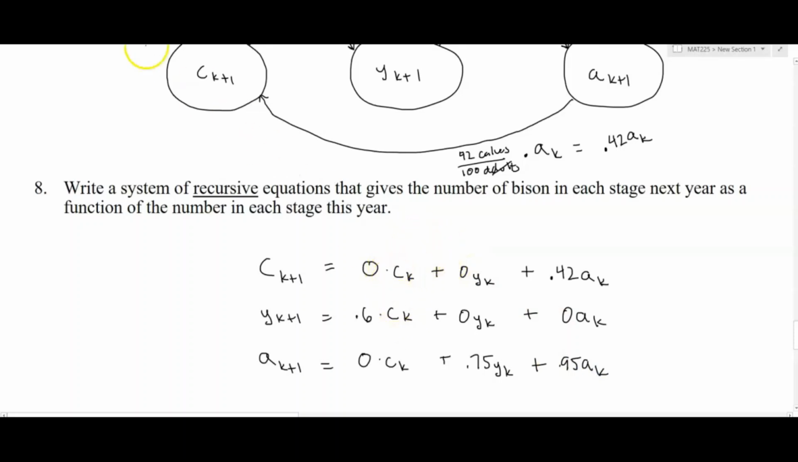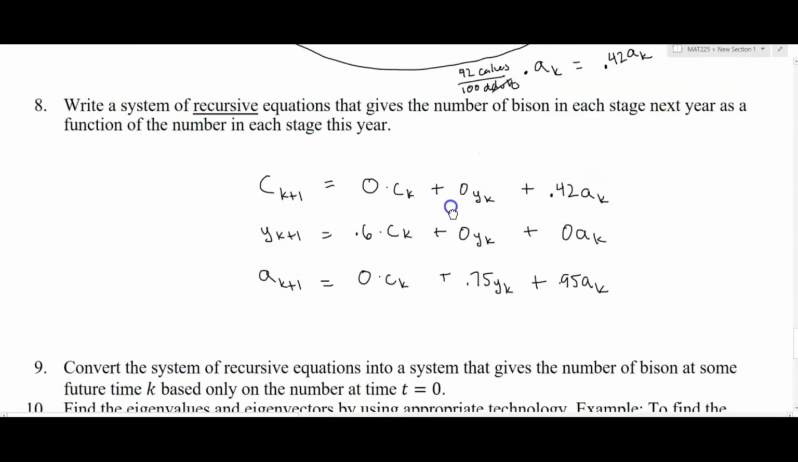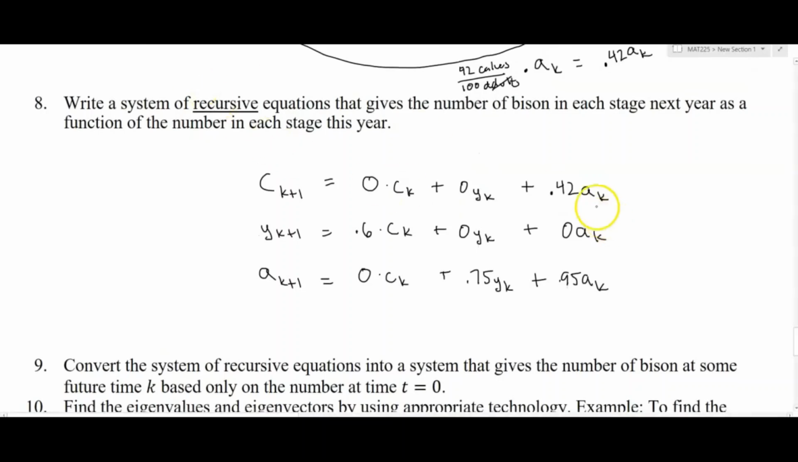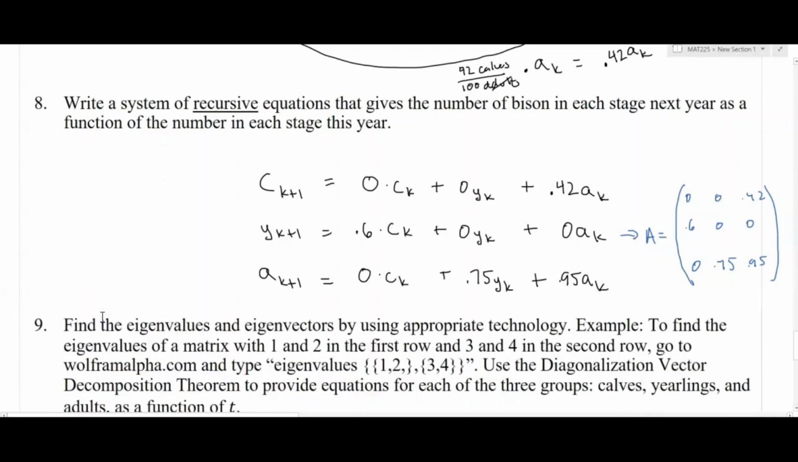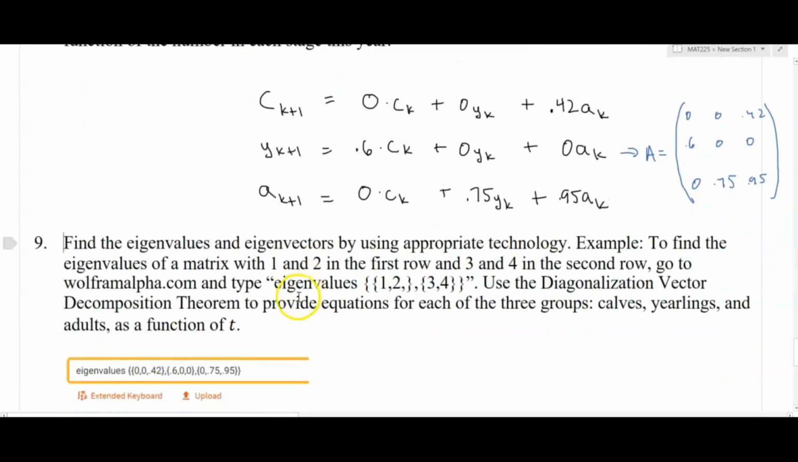Now you can hopefully see what our coefficient matrix is going to be here. Short of writing it out, we're going to be able to see that the A matrix, in this case the transition matrix, will be 0, 0, 0.42, 0.6, 0, 0, and 0, 0.75, 0.95. So as you guessed, now we're going to look at the eigenvalues and eigenvectors. I think we're going to skip over this question here. Find the eigenvalues and eigenvectors by using appropriate technology.